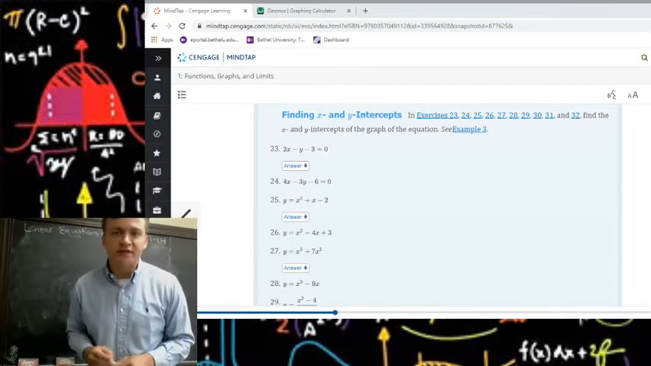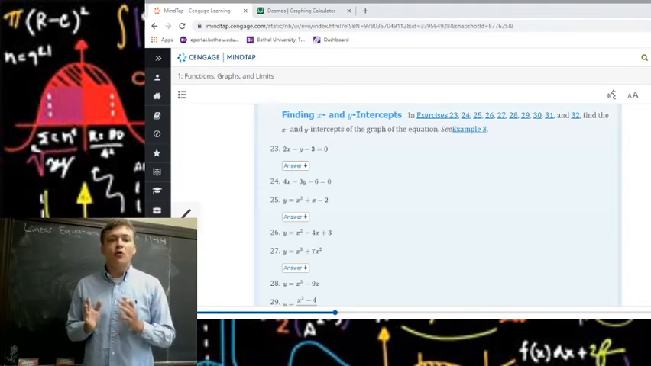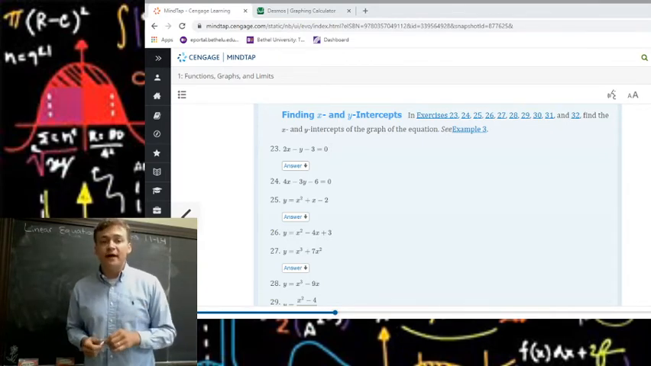It says here in the directions, and again, I stress more than anything, always look at the directions. They will tell you how to answer the question.